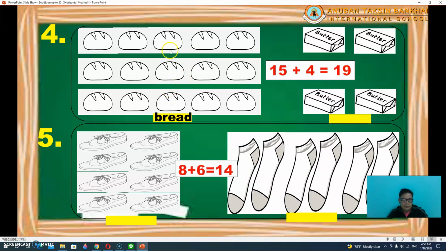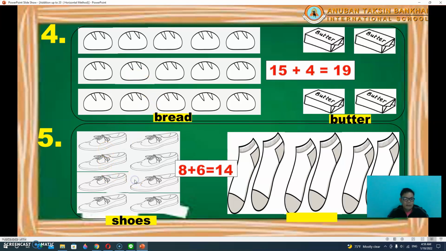Bread. Very good. So 1, 2, 3, up to 15. Okay, 15. And what are these? These are butter. Okay, so 15, 1, 2, 3, 4. So 15 plus 4 equals how many? 1, 2, 3, up to 19. So 15 plus 4 equals 19. Correct. Very good.